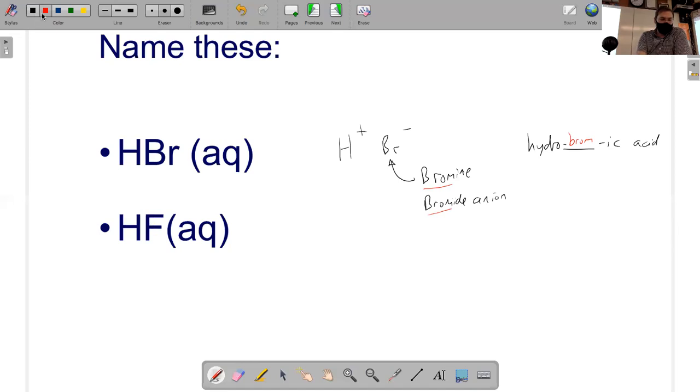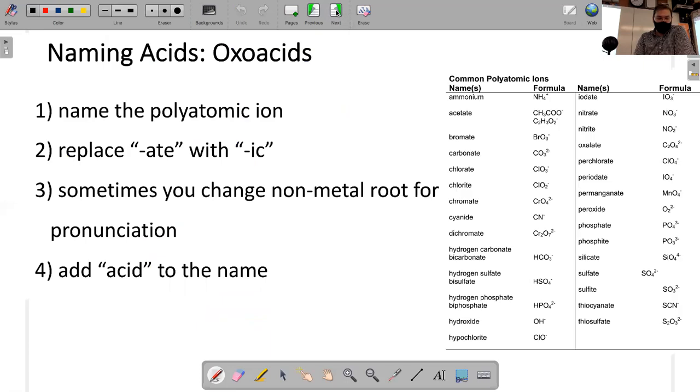Same thing with HF. F is fluorine as an element. The element name is fluorine. The ion name is fluoride. The root in fluorine and fluoride is both fluor, so the name of HF is hydrofluoric acid. So that's just a quick review of names of acids for binary acids.